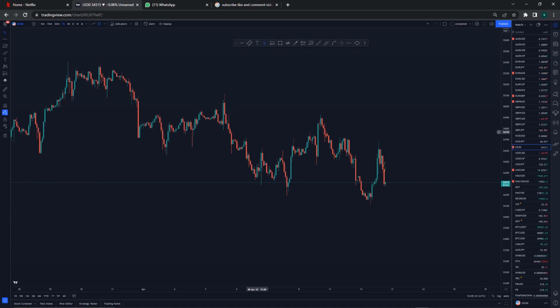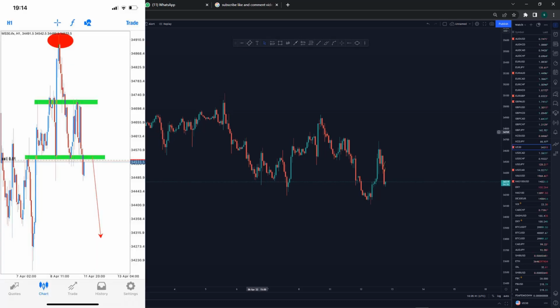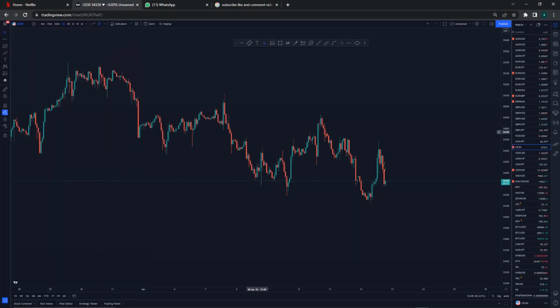I'm going to quickly show you guys the analysis that I did for US30 in order for me to attain these good trades. And then I'm also going to show you another analysis that I did with NASDAQ to attain these results.